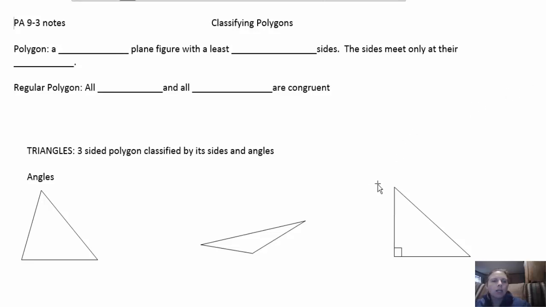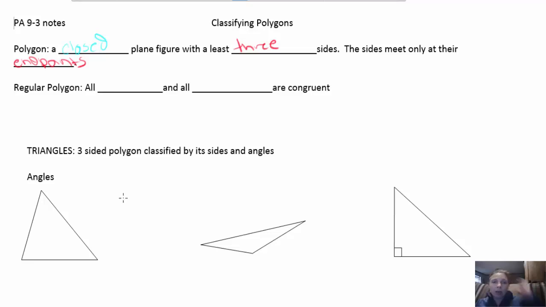Today we're going to move on to 9.3, classifying polygons. So you can just follow along and fill in. Polygon: a closed plane figure with at least 3 sides. The sides meet only at their endpoints. That is what a polygon is.